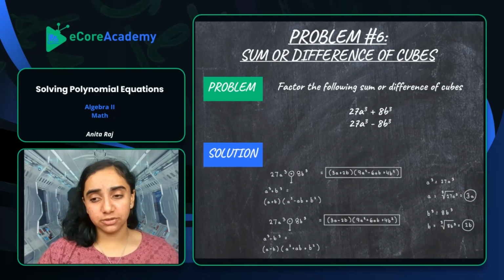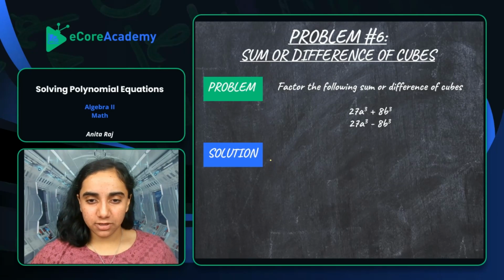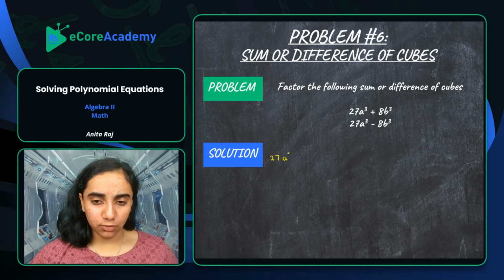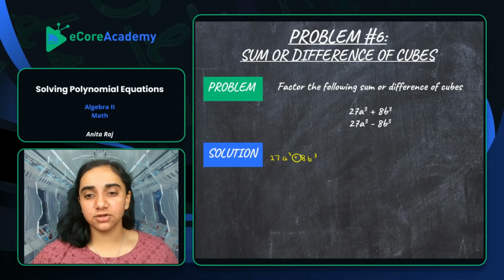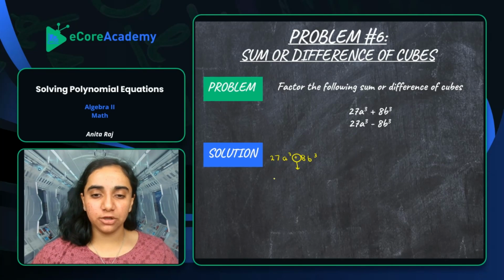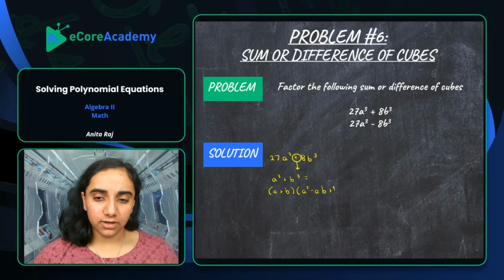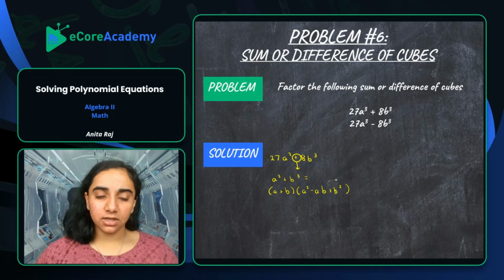So here's your solution pre-written for you. I'm going to run through this again with you. So the first one we're just going to look at is 27a cubed plus 8b cubed. And again, we want to acknowledge that this is a plus sign. So this is a sum of cubes. We're adding the cubes together. And the formula we use for sum of cubes is a cubed plus b cubed is equal to a plus b times a squared minus ab plus b squared. And again, you're just going to have to memorize this.